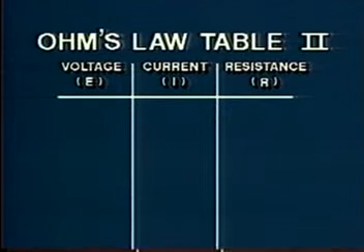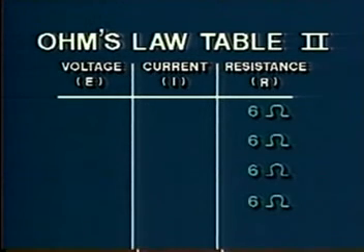Again, let's keep a record of the data so you can see the results in table form. Set up your table's columns for voltage, current, and resistance. Go ahead and enter the values for resistance. It will stay the same at 6 ohms.